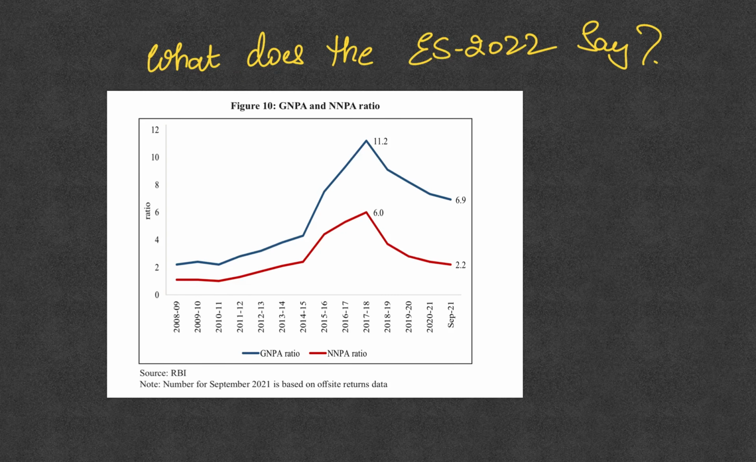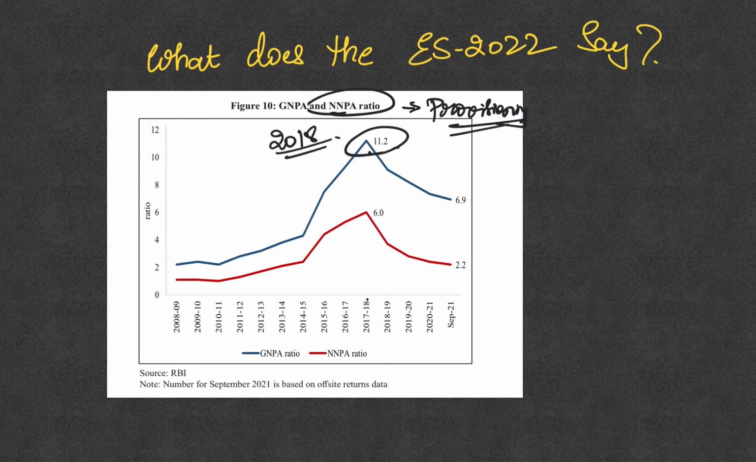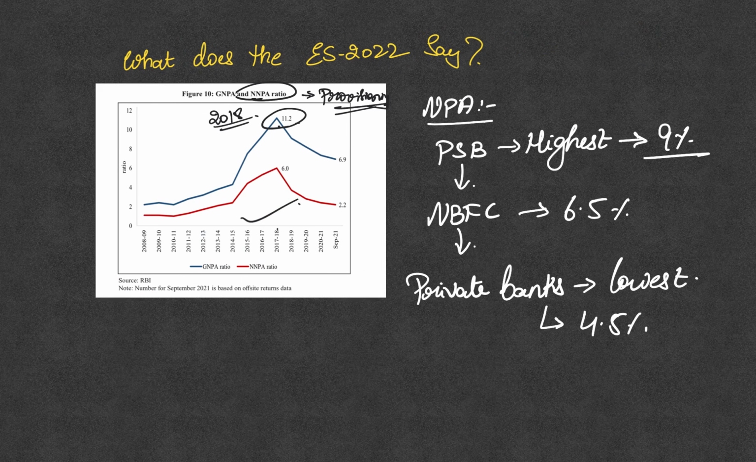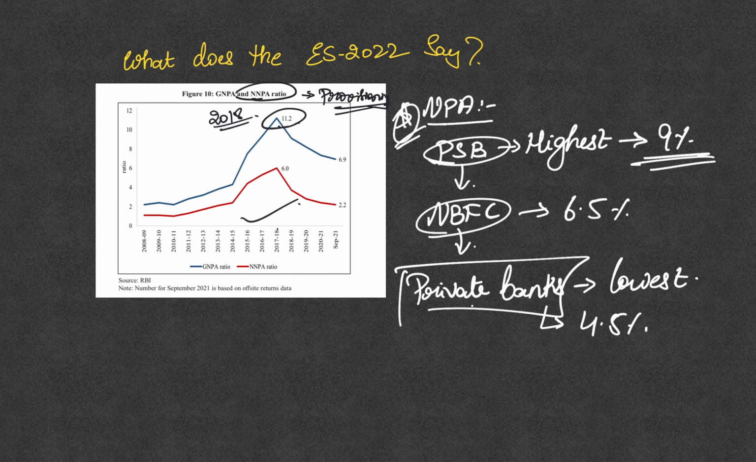Now, what does the economic survey say? If you take a look at this peak, it is in 2017-18. In 2018, we have reached the peak of gross non-performing assets. Now, if you want to know the net non-performing assets, if you remove the amount included for provisioning of these loans, then it is called net non-performing assets. Now, what does this graph imply? There is a possible question about NPAs here. So, you have to note that public sector banks have the highest quantity of NPAs, followed by NBFCs and then private banks.